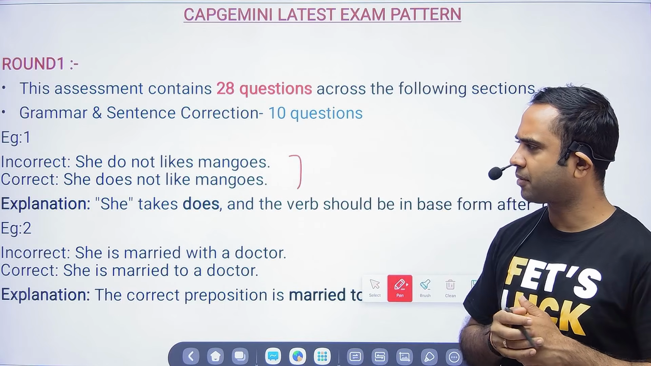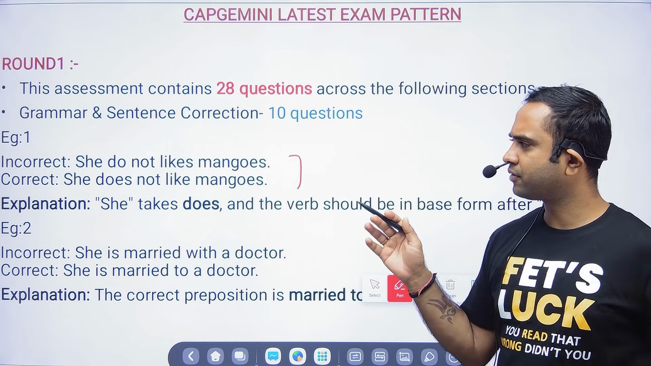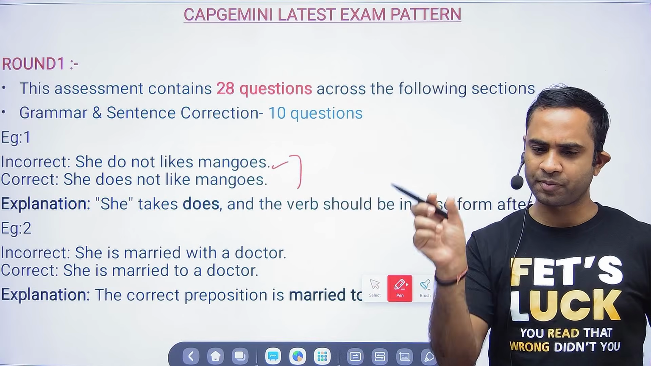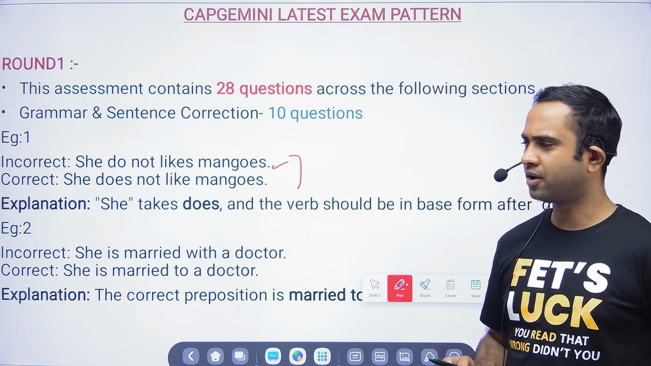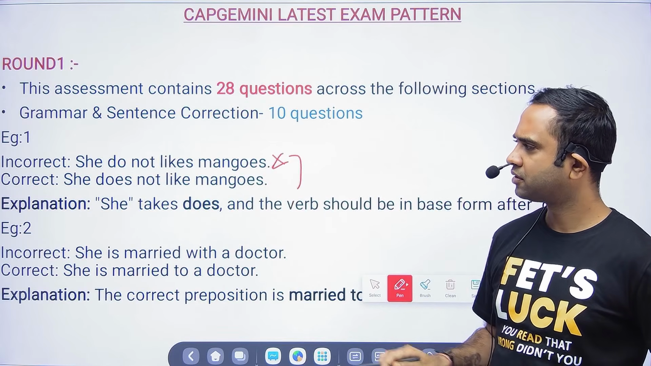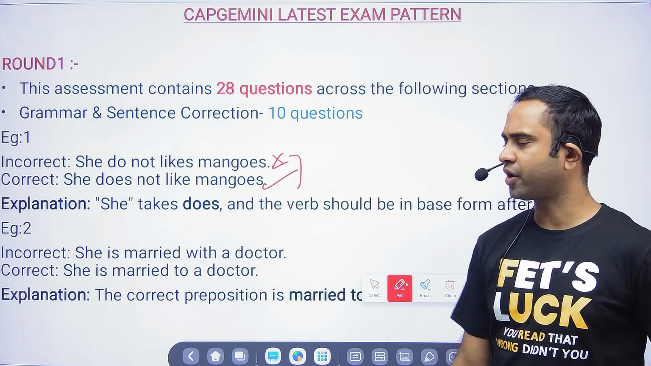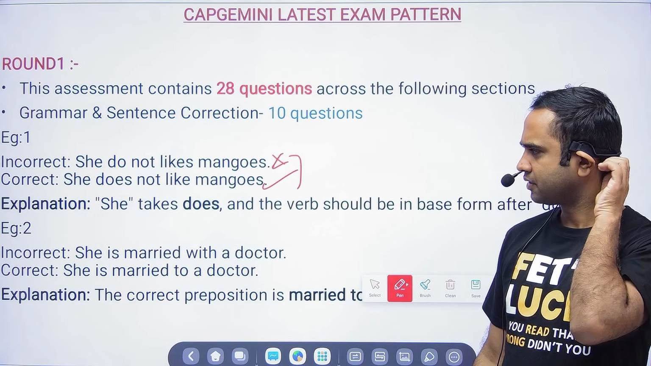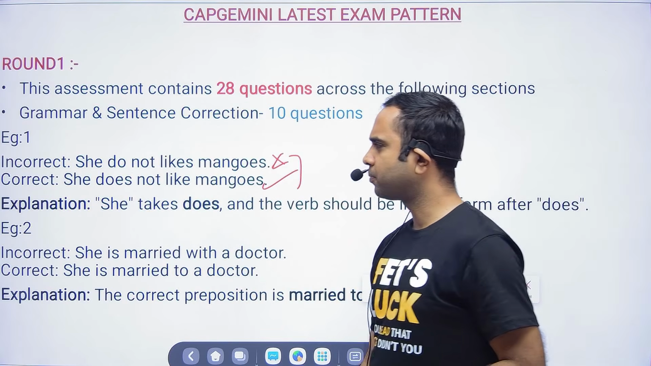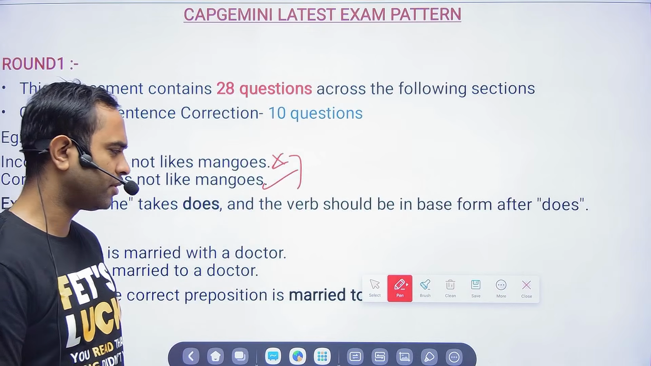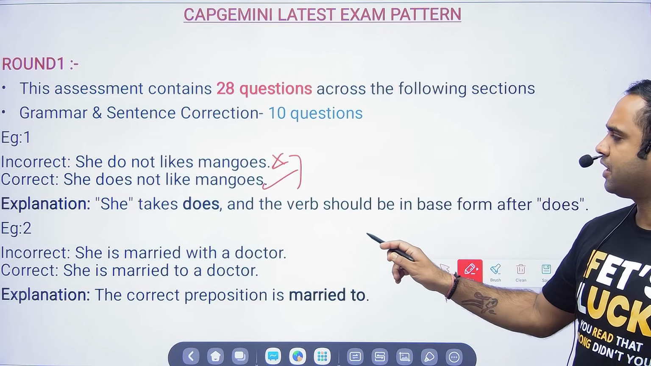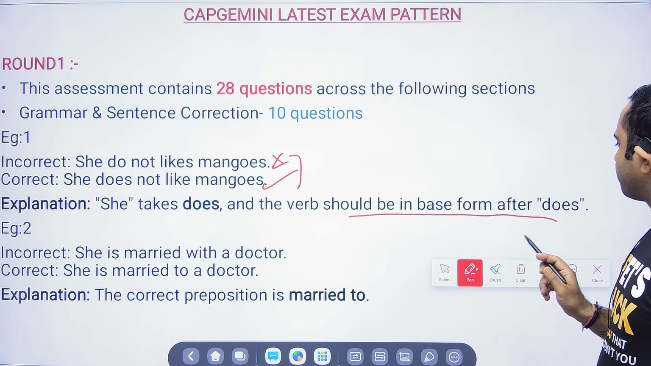Now let us take one example. Incorrect sentence will be given: "She not likes mangoes," and then the options will be do not, does not, does, something like that. So "She do not like mangoes" is a wrong sentence, and "She does not like mangoes" is the correct sentence. She is what? Singular, plural, something comes, right? So that you need to keep in mind. Okay, then explanation: she takes does, and the verb should be in the base form after does.